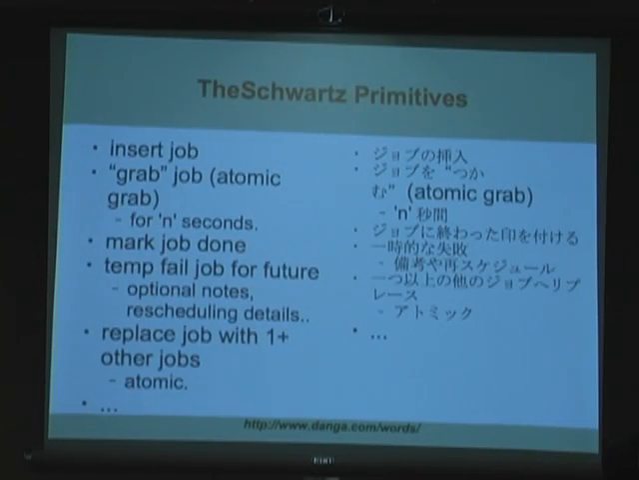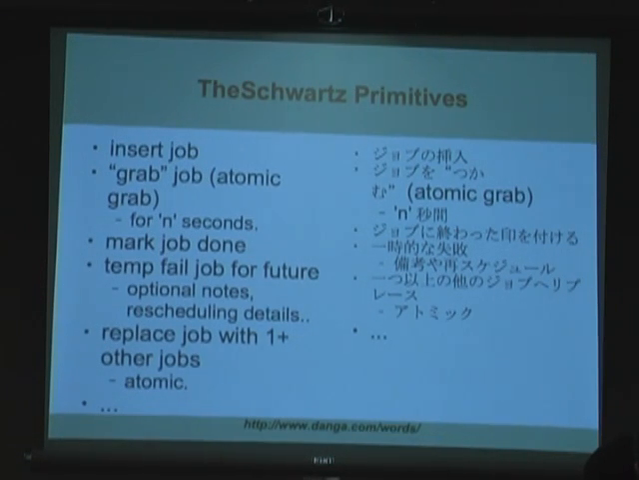But the basic primitives: you can insert a job. You can grab a job to work on, which is an atomic grab, so things aren't being done multiple times. But you grab it only for a certain amount of time, so if the thing blows up while it's processing, it'll still get done. You can mark a job done. You can temporarily fail a job and reschedule it to go in the future. And the cool thing is you can replace one job with one or more other jobs atomically. So you can say, this job is marked done only if you enqueue these other 10 jobs to be done in its place. So we use that for a ridiculous number of things.